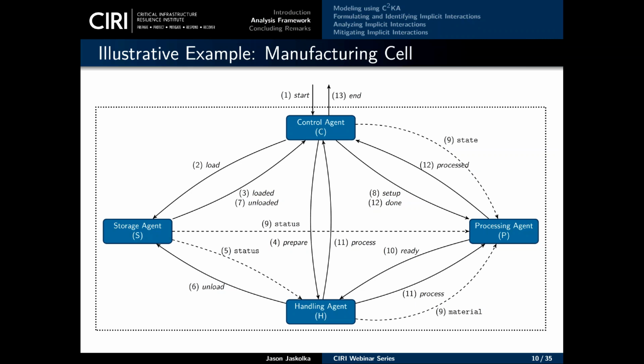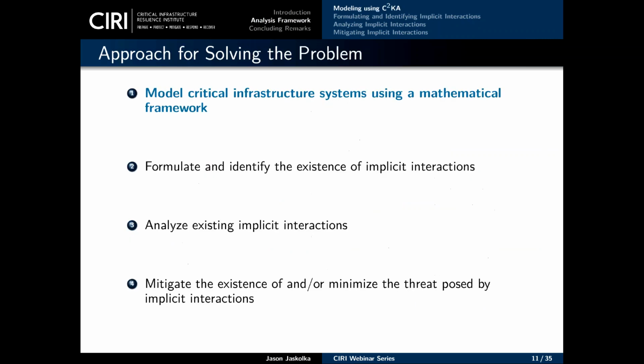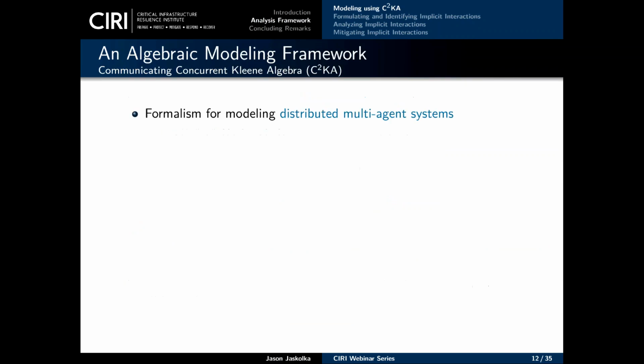So what we want to do is come up with a formal mathematical model of this system and its behavior. So this would represent the design system, the system that the designers intend to have. So how do we do this? How do we model the critical infrastructures using a mathematical framework? So the framework that we use is called Communicating Concurrent Kleene Algebra. So I'm going to give just a little taste of what the math is, but we're not going to go into a whole lot of detail about it.